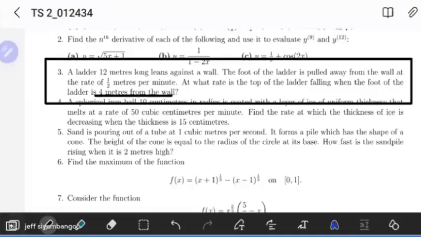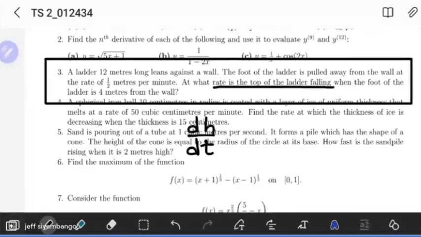in the question, what are they saying? They're saying that we want to find, at what rate is the top of the ladder falling? So I want to find how fast the height is changing, or how fast it is reducing. But what else? When the foot of the ladder is 4 meters from the wall. So the foot of the ladder is 4 meters from the foot of the wall. Have they said anything else?